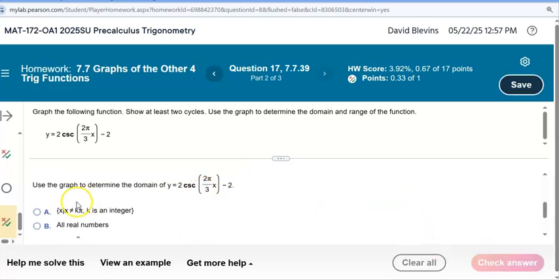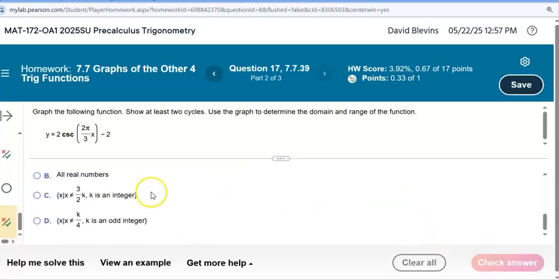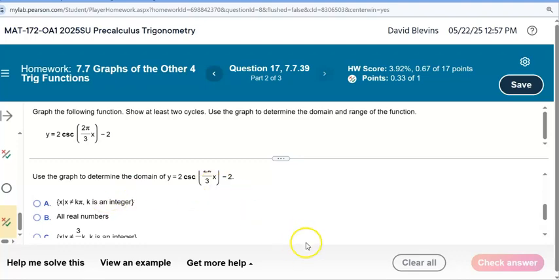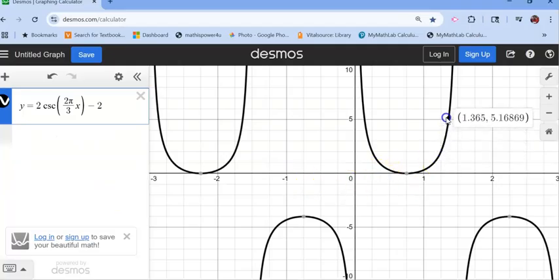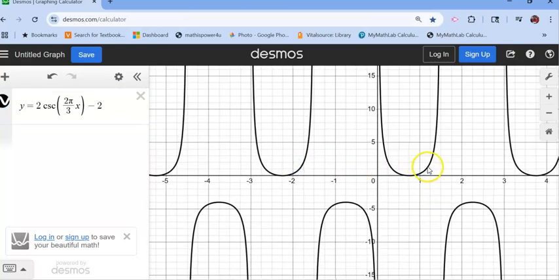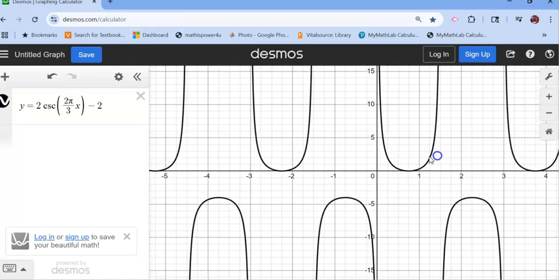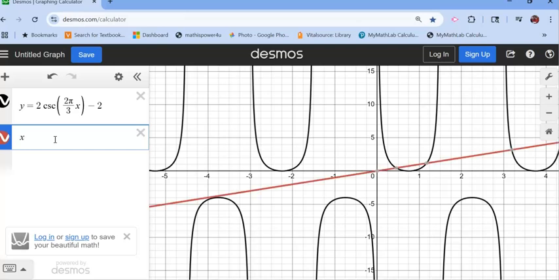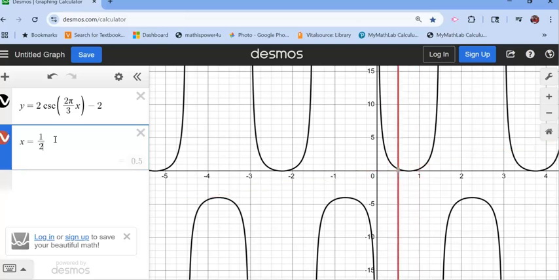Once we get that, again, it wants to know where is the domain, what values can be excluded. So we're again looking at our vertical asymptotes, like where are these asymptotes taking place. And you can see there's one taking place right here between 1 and 2. There's 1, there's 2. You can see right there between them, it looks like it's right in the middle between those. That would be 1 1/2. So the way you can check that is just type in x equals 3/2. And you can see that's right in between those.